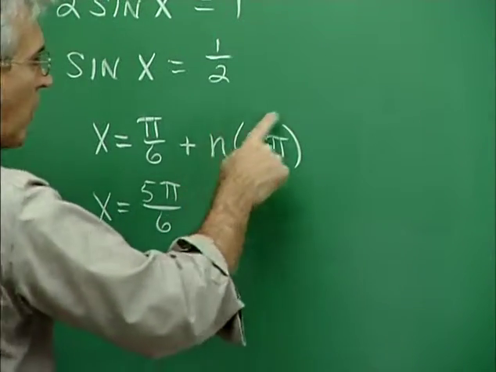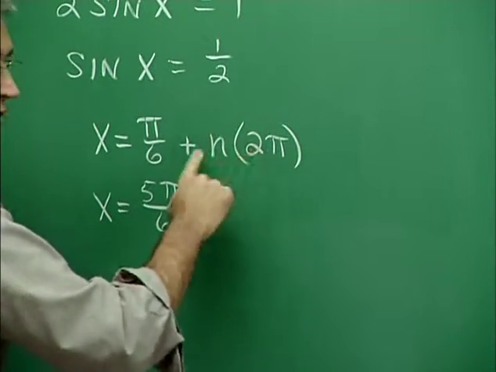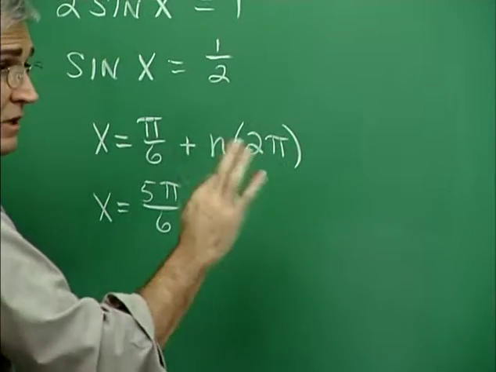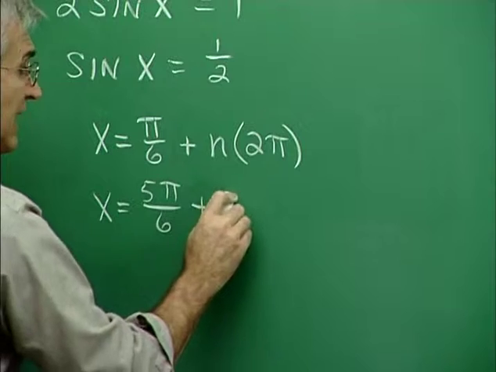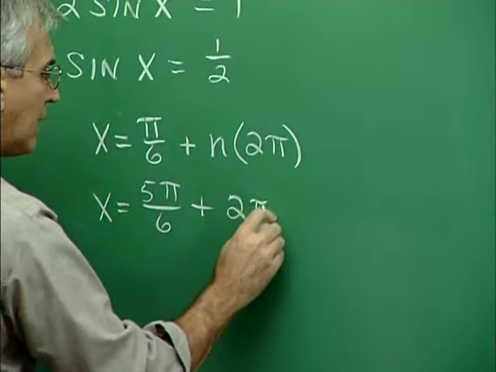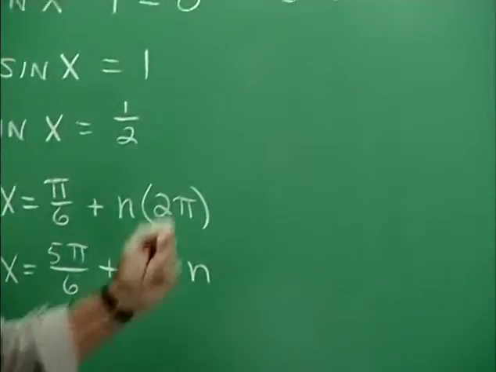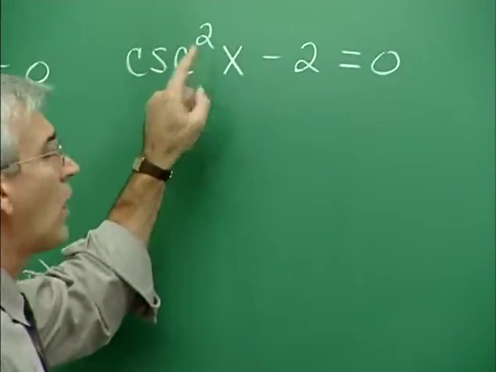Now, a lot of times this part of the problem is rearranged. These factors are rearranged, and it's 2 pi n or 2 n pi, something like that. So we could write this in another way as 2 pi n if we wanted to do that. Consider this problem. Now, notice here that this one is quadratic.